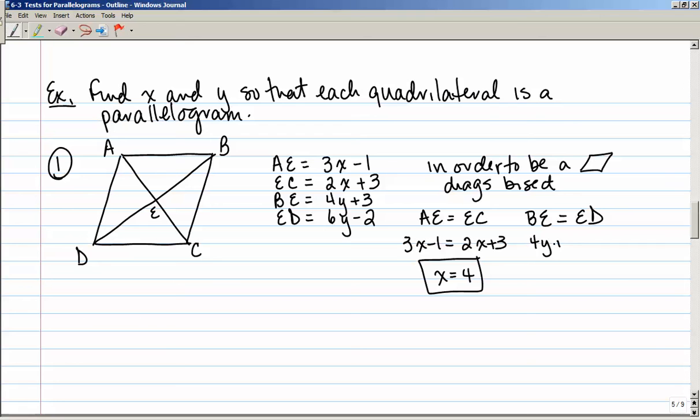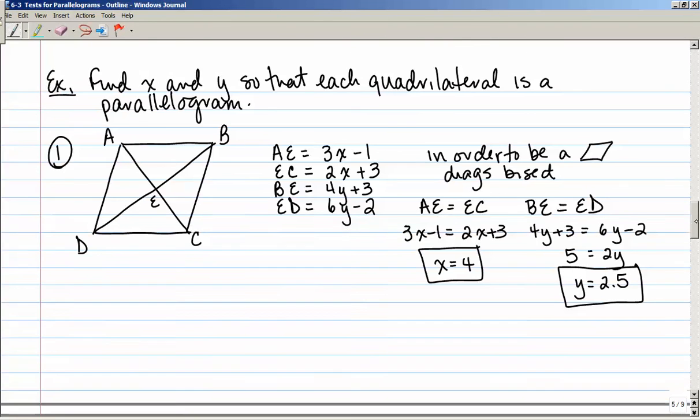and 4y plus 3 equals 6y minus 2. And so 2y is equal to 5. So y is equal to 5 over 2, or 2.5. So when x is 4 and y is 2.5, quadrilateral ABCD is a parallelogram because the diagonals bisect each other.